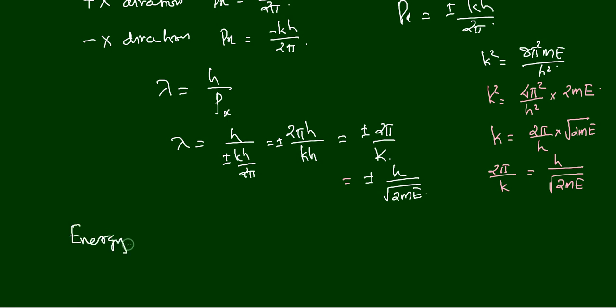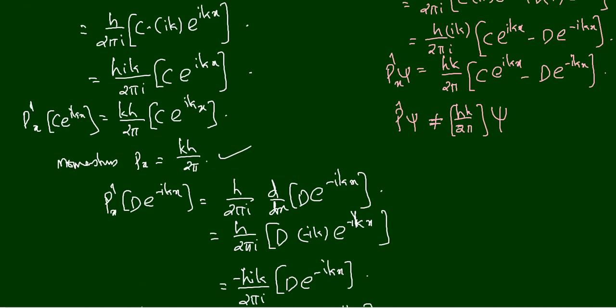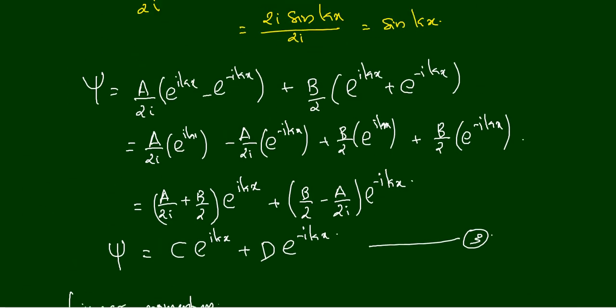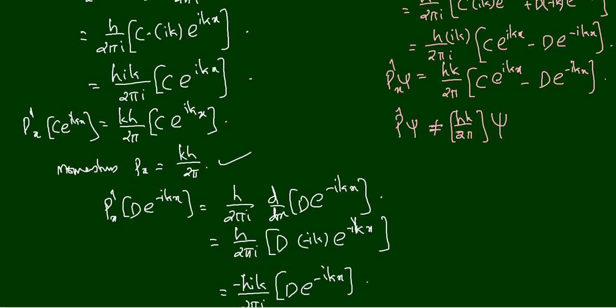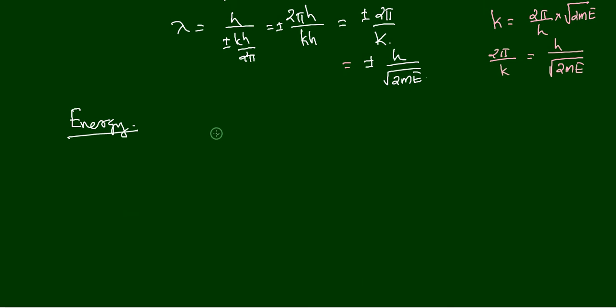Energy of the system. So what is the energy of the system? We can directly get the expression for the energy from equation number 1. k square is equal to 8 pi square m E by h square. So for the energy, we can consider k square is equal to 8 pi square m E divided by h square. Therefore, E is equal to k square h square divided by 8 pi square m.